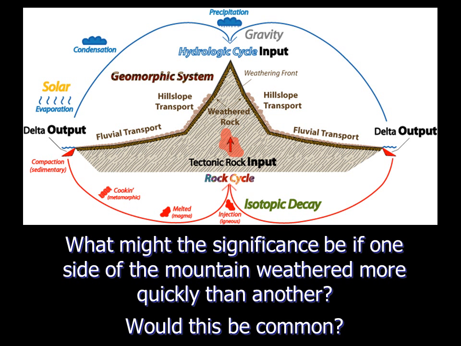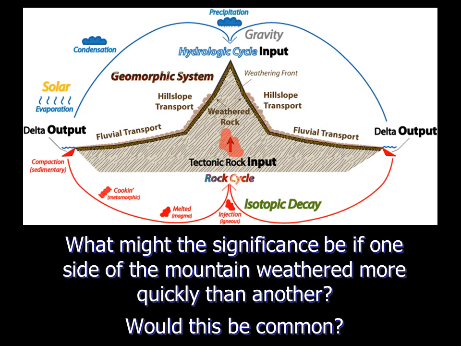Okay, what might the significance be if one side of a mountain weathered more quickly than another? And would this be common? So what I mean by that is, here's our mountain. We're weathering on this side and we're weathering on this side. But what would it mean if this area weathered quicker? Well, if it weathered quicker, deeper over here, hill slopes would then move that stuff out. And what will happen is, this divide between this side and this side of the mountain will start to shift. It will move this direction.